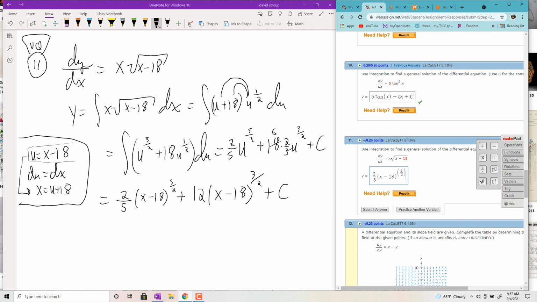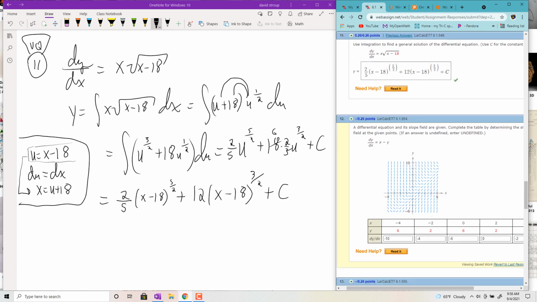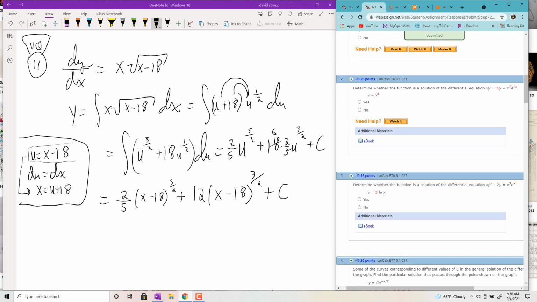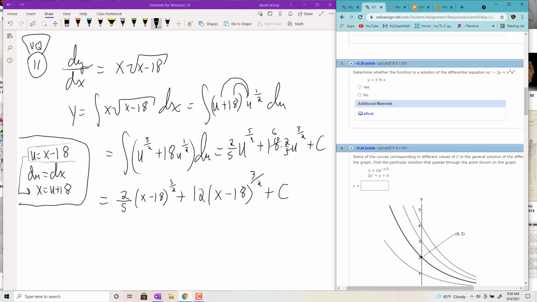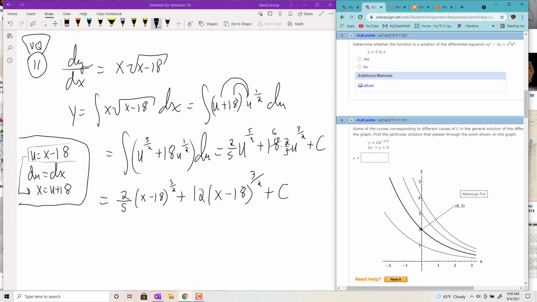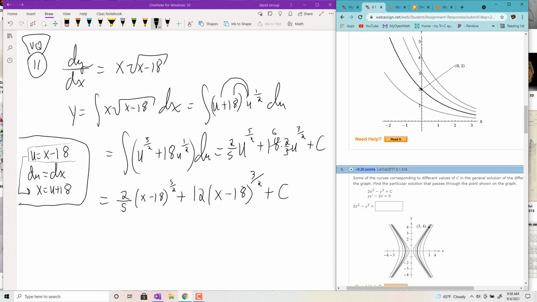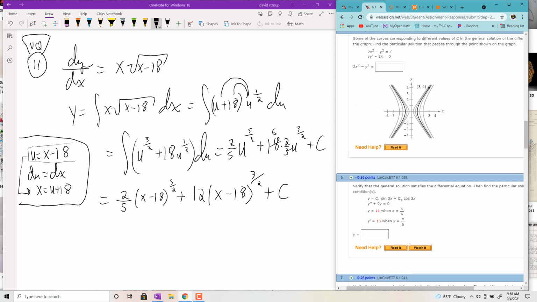Halves plus 12 x minus 18. Oops. No. Raised to the 3/2. And plus big C. Yay. Alright, I think that should do it. If you're just checking solutions, get a particular solution. Okay, yeah, okay, so maybe this one.